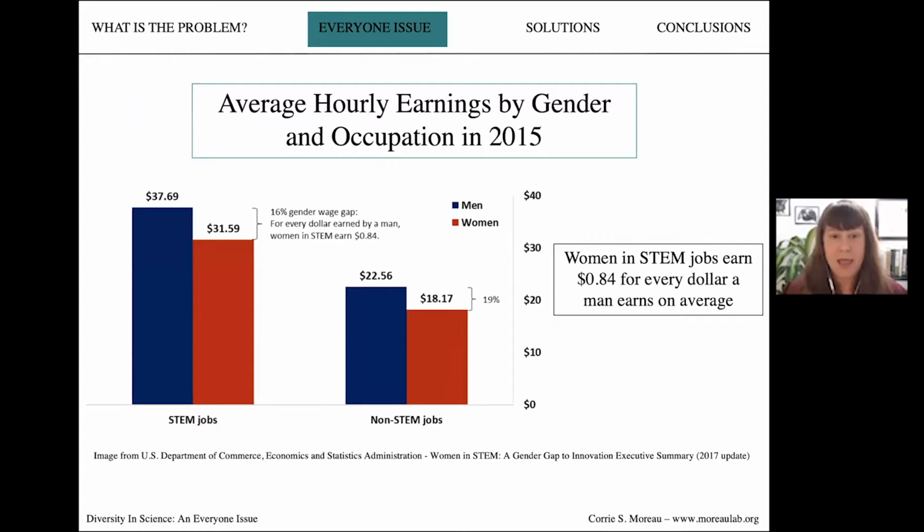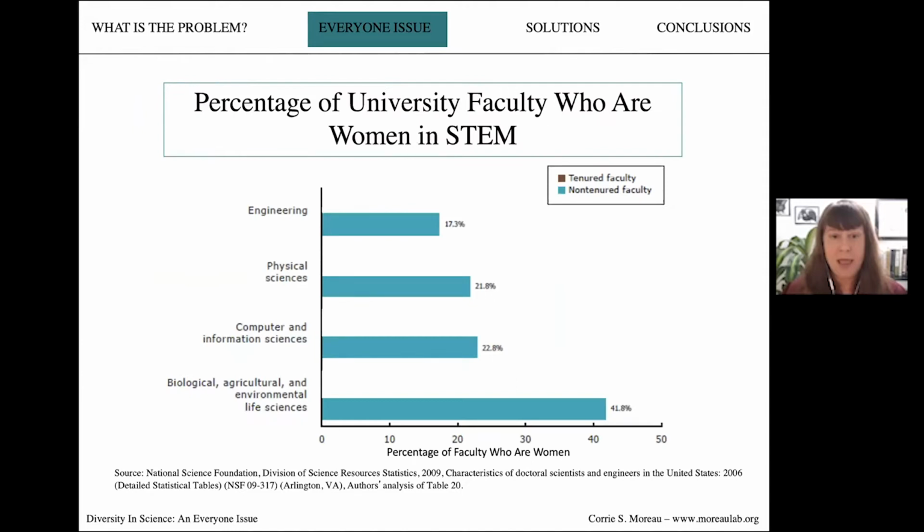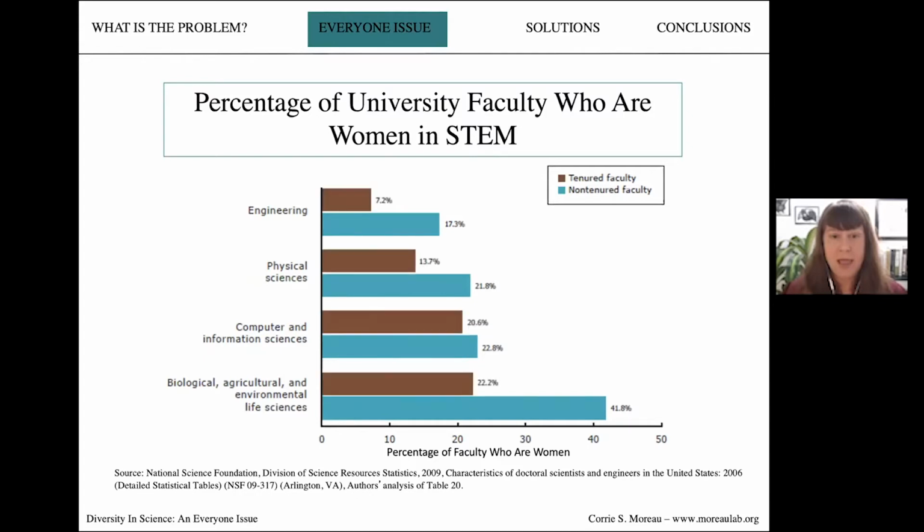Now, if we look at women who are employed at universities across different fields within STEM, you'll notice that in the biology fields, we're doing a little bit better, at least with our non-tenured faculty, than some of the other sciences or STEM fields. But if we look at tenured faculty across the board, we're actually doing quite poorly. And so we're seeing that even our highest numbers, only 22% of tenured faculty are women, suggesting that really there is some sort of systematic bias that's prohibiting them from being involved in STEM fields.